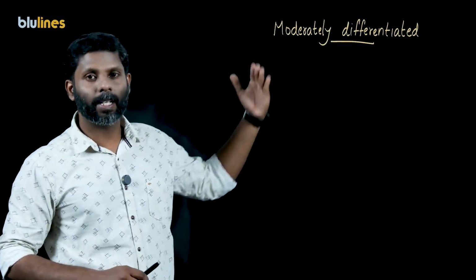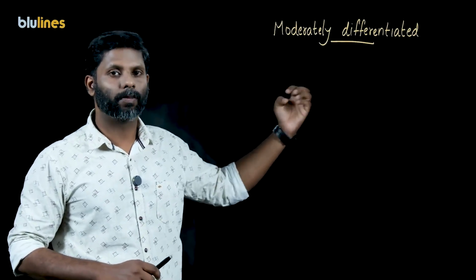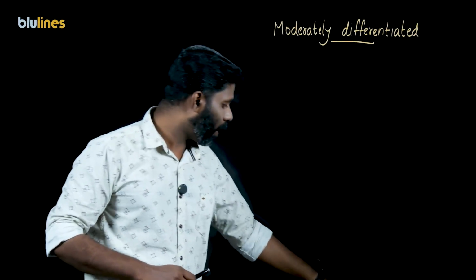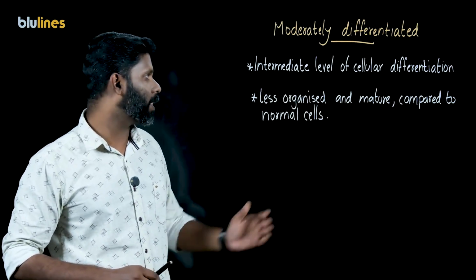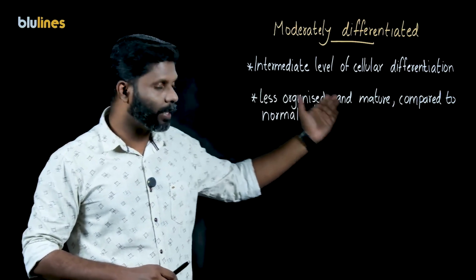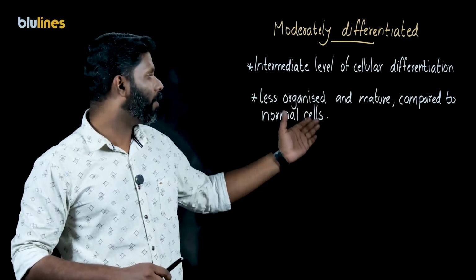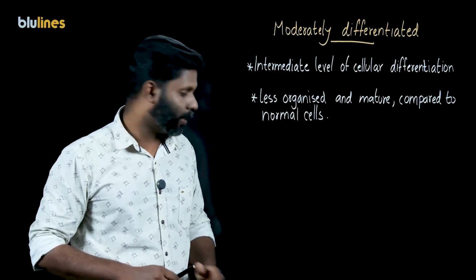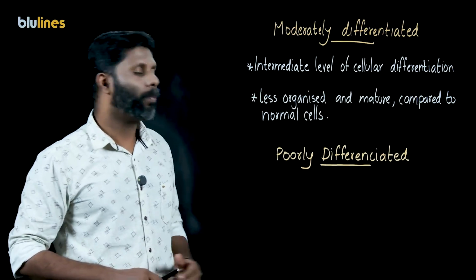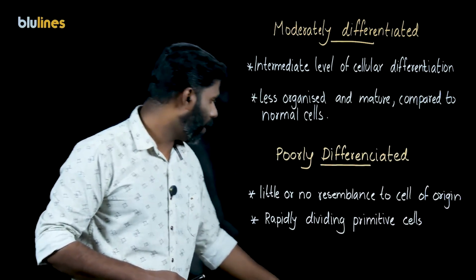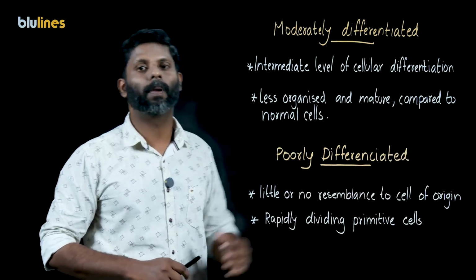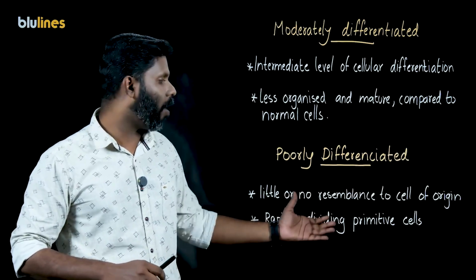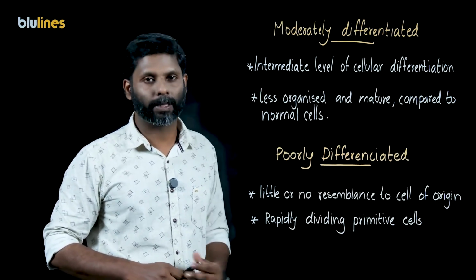So as the differentiation progresses, all the features will get lost somewhat. In moderately differentiated, there will be an intermediate level of cellular differentiation and the cells will be less organized and mature when compared to the normal cells. Then poorly differentiated: here the cells will have little or no resemblance to the cell of origin. That is, we cannot identify them as squamous cells.